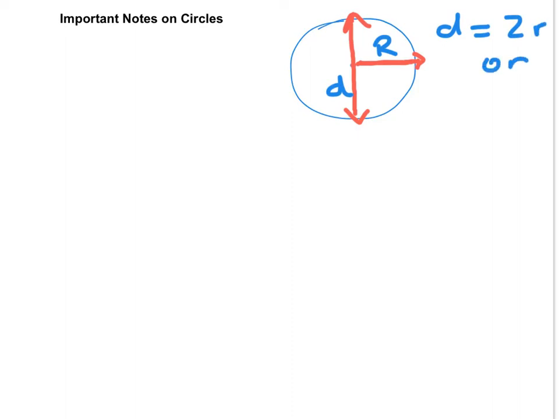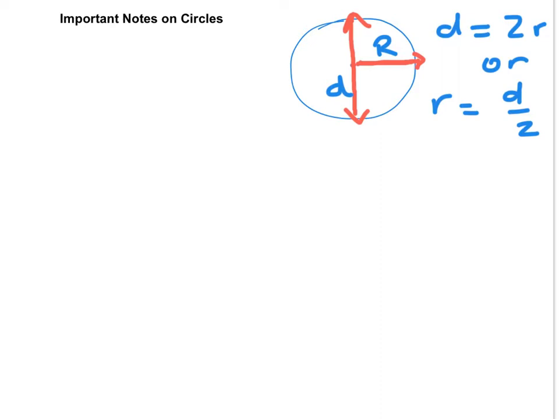Or you can also say that the radius is the diameter divided by 2. So if you have the radius, you multiply it by 2 to get the diameter. And if you have the diameter, you divide it by 2 to get the radius. We'll look at that visually in a few minutes.